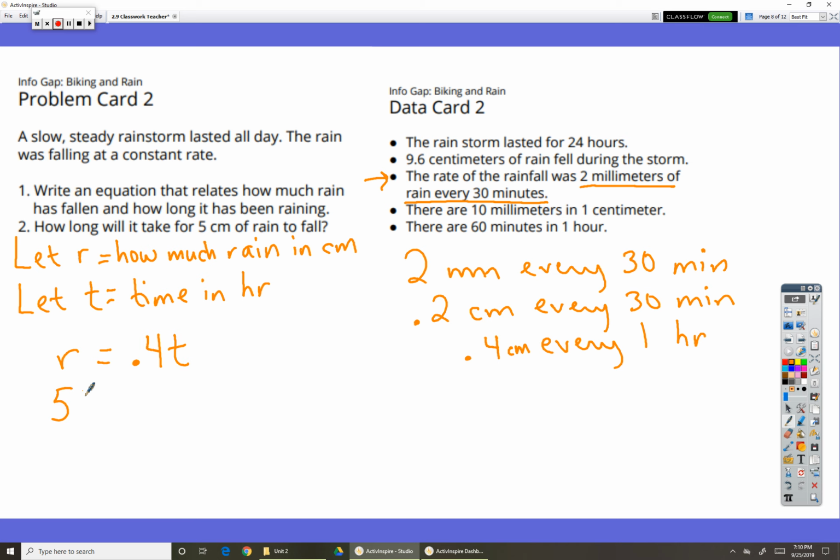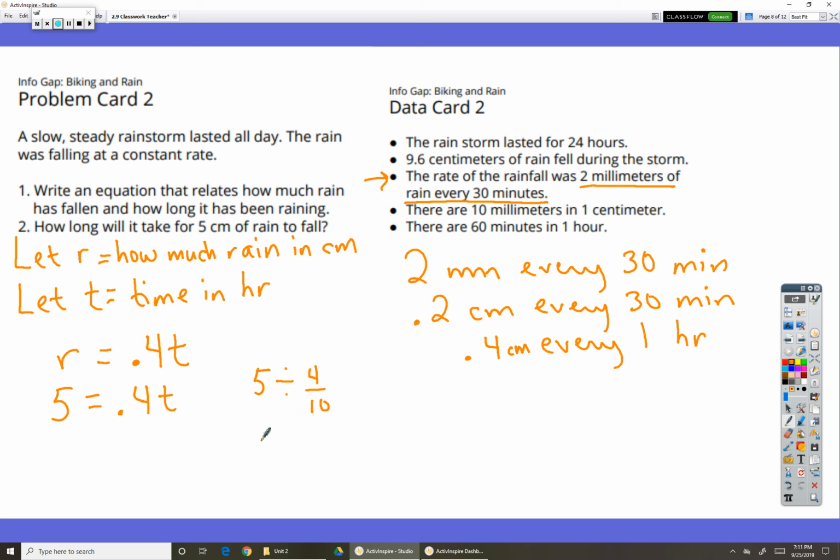So 5 equals 0.4 times T. In order to find what I multiply 4/10 by to get 5, I need to divide. So I'm going to do 5 divided by 4/10. If I didn't have a calculator handy, I could do it this way, 5 divided by 4/10.